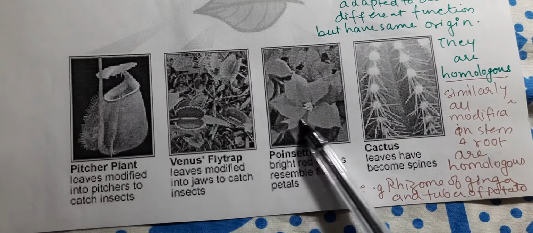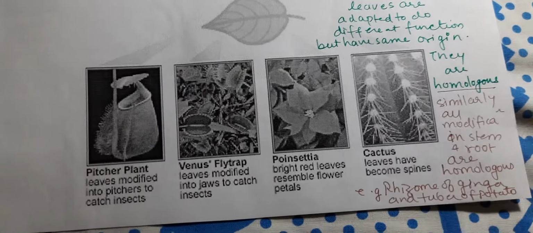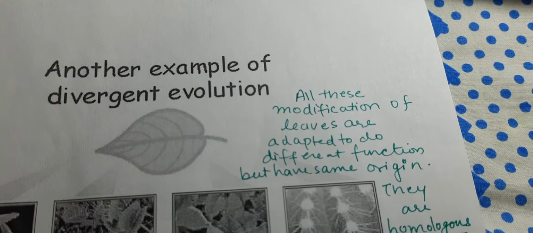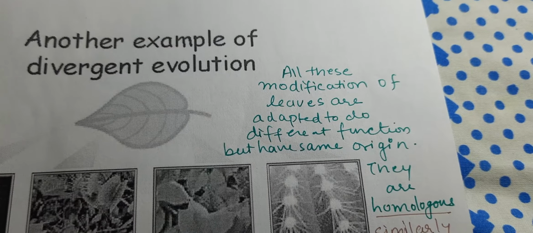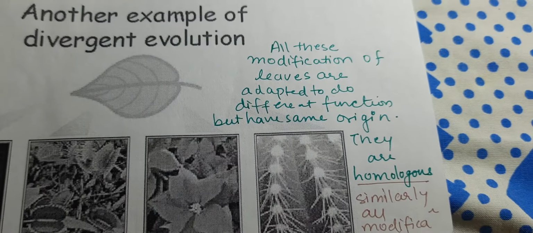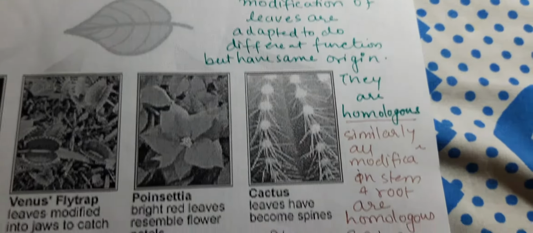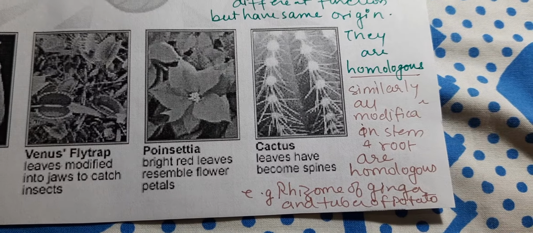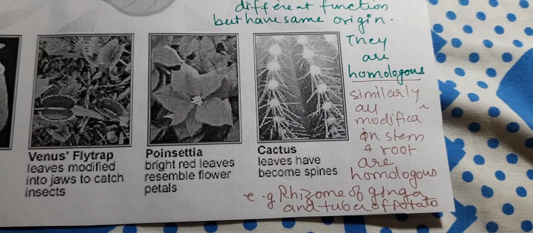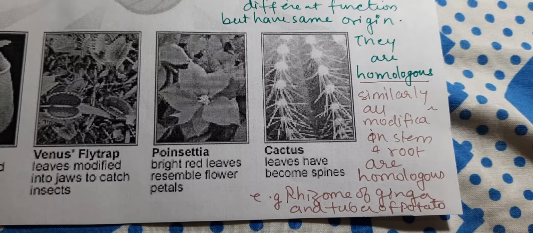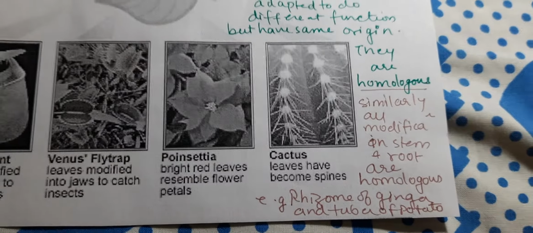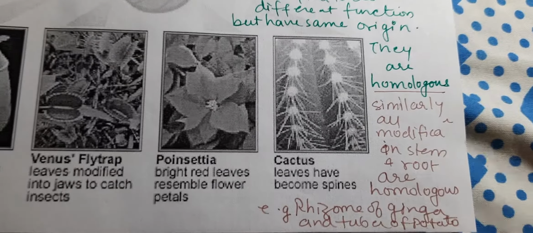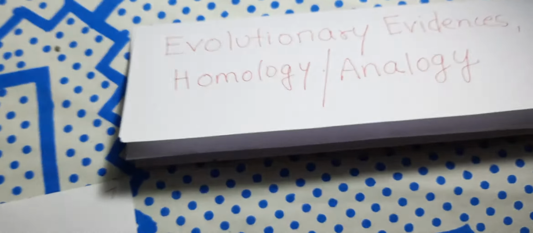Here they act as a bract. Here they are spiny. So all these modifications of leaf are adapted to do different functions, but they have same origin, so they are called homologous. And similarly, all the modifications of the stem and root are homologous. Rhizome of ginger, tuber of potato, when you compare, then they are homologous.